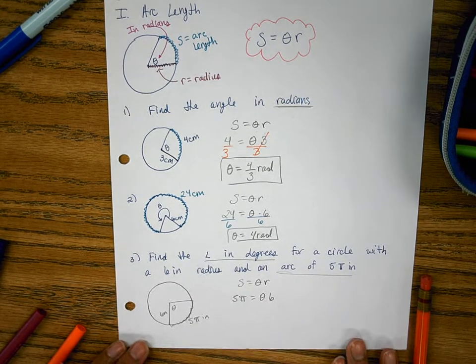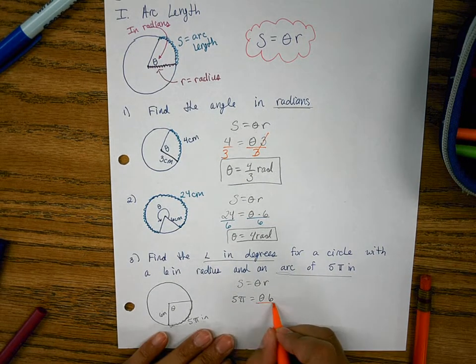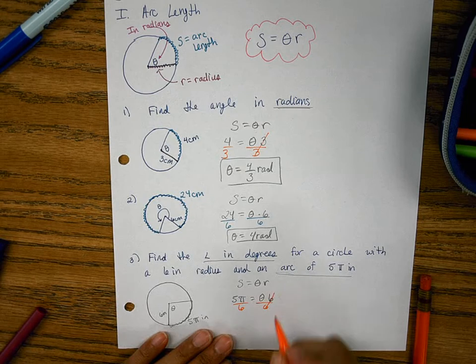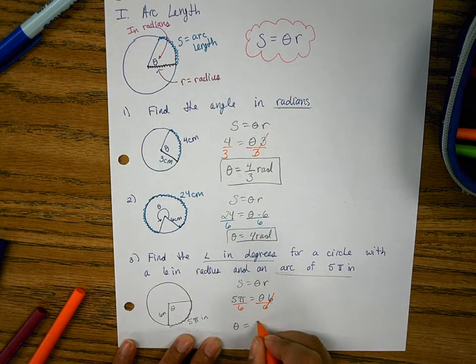All right, so we divide both sides by 6. Theta equals 5 pi over 6.